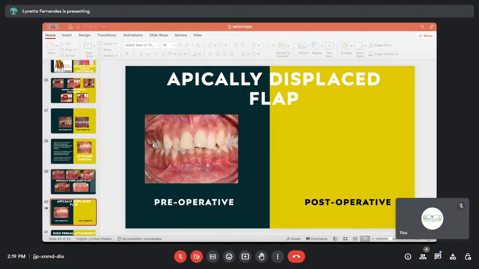This was the post-operative view. Can you all see? These are the crowns which were placed on the teeth.